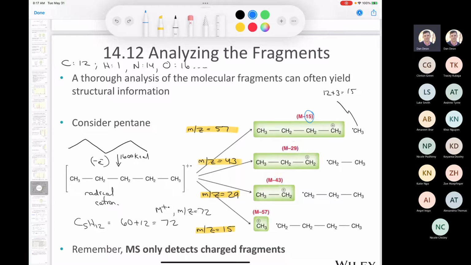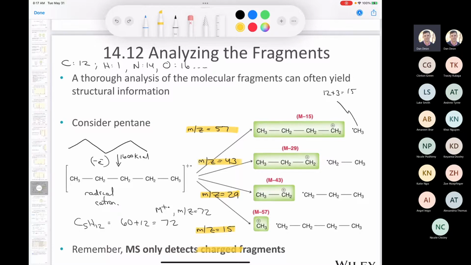Now, if you're thinking, well, can't I just bring my calculator into the quiz and use that? And I could just tally it up every time. I suppose you could, but remember, the more that you understand something, the easier it gets. Another thing I just want to remind you of is that the mass spec only detects charged fragments. You will not detect any of these radicals in the mass spec. Why? Because they do not have a charge.